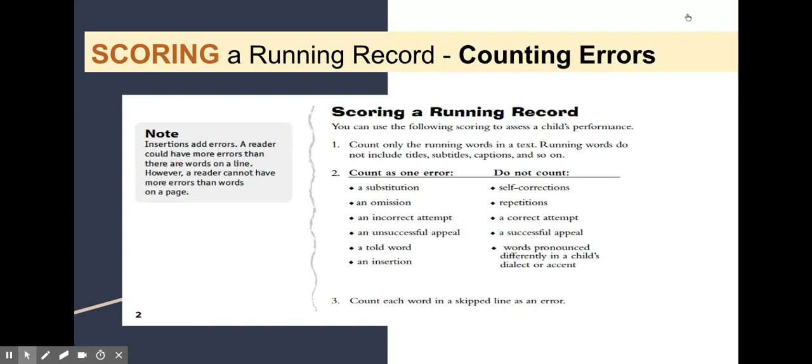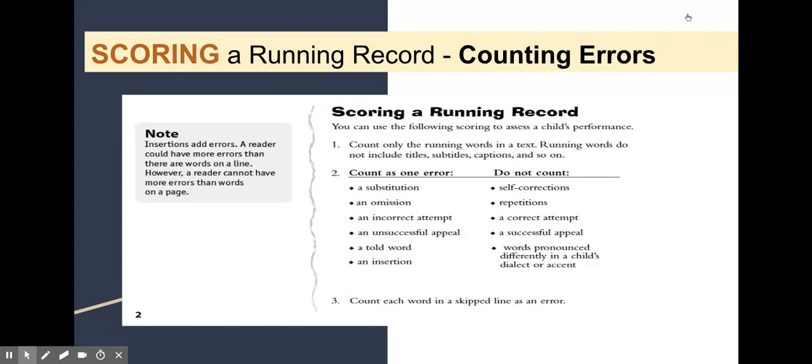Now on to scoring. We'll score just the section putting it all together, the last 4 sections of your YouTube practice. You might turn back to the packet, How to Take a Running Record, for a minute. Page 2 reminds us of what counts as an error. So a substitution, an omission, an incorrect attempt, an unsuccessful appeal, in other words, an appeal that led you to tell them, a told word, an insertion. Those are the kinds of errors.